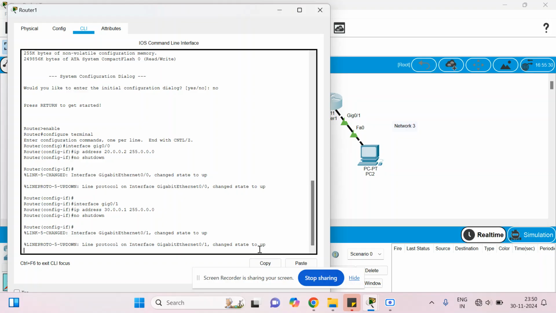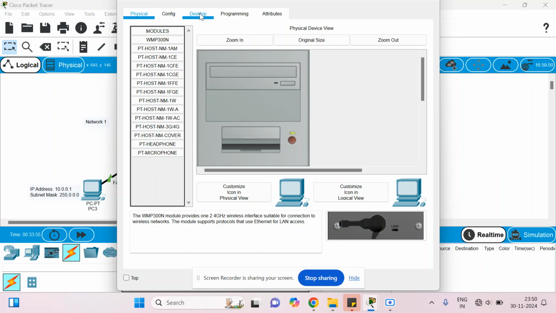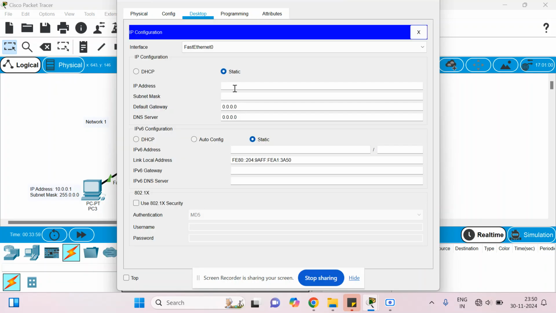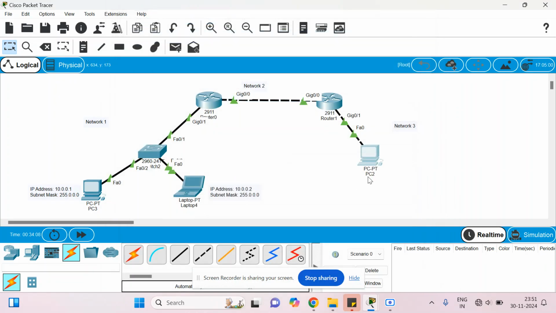Now we will configure the IP address of the machine. So I am opening the machine now. This machine which is connected to second router, desktop IP configuration, the IP should be 30.0.0.2. Right, IPs are given now.